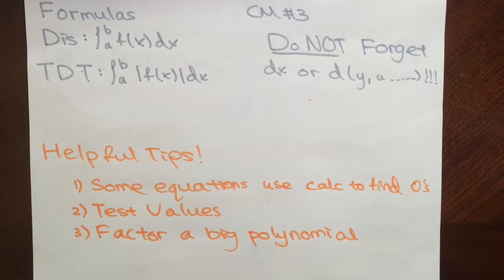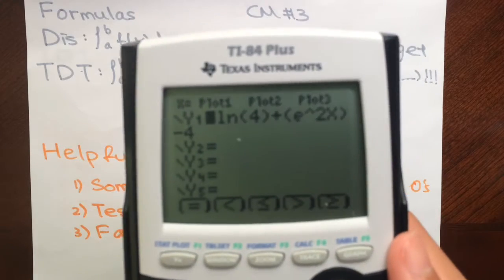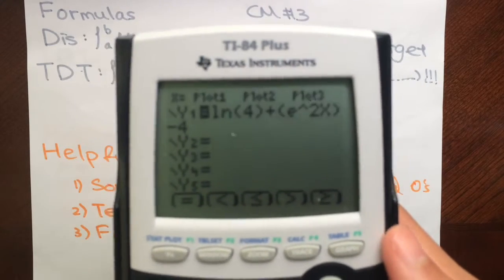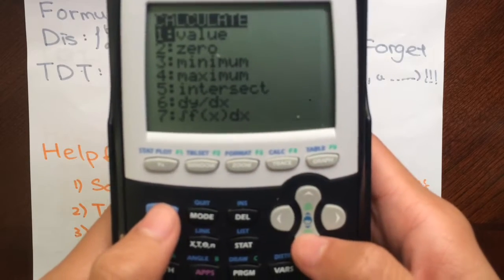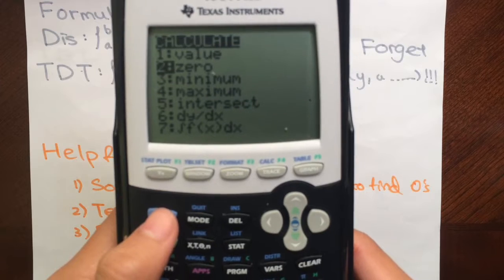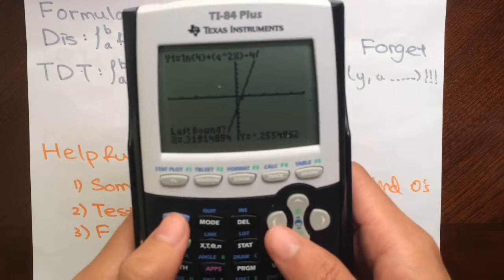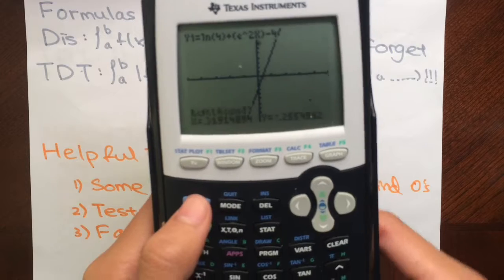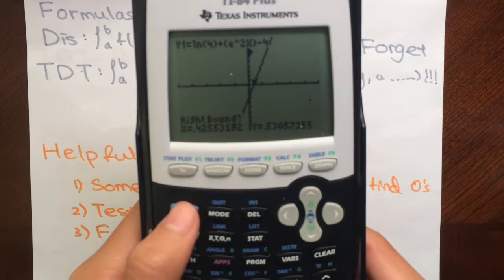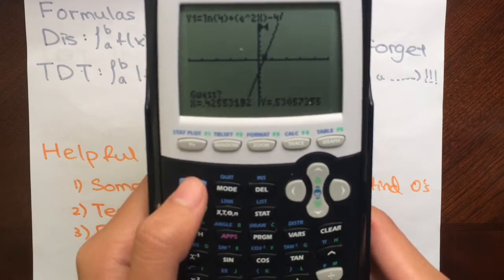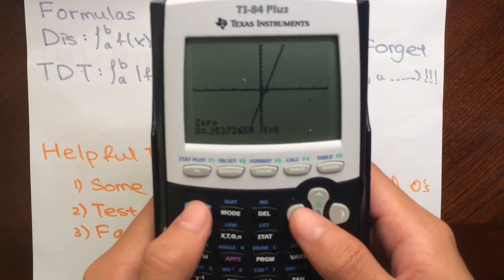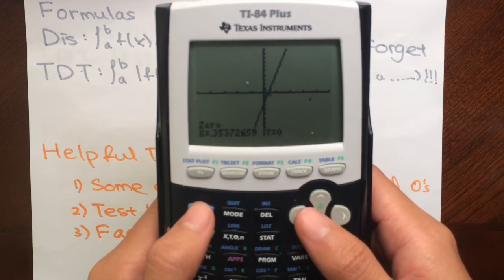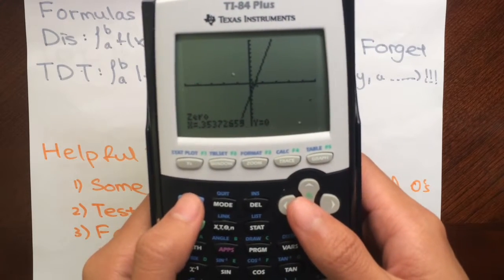Some helpful tips: you can use a calculator to find the zeros of some really nasty equations like this. You simply press second and then calculate, and then you select 2, which is to find the zero. Then you set the left bound a little to the left and below the x-axis and the right bound above the x-axis, or the other way around, and then you press enter. Now this gets you the x-intercept, which is 0.3537 and so on.